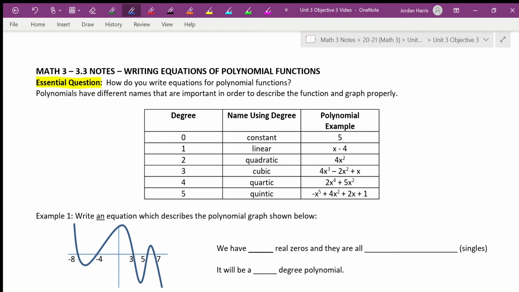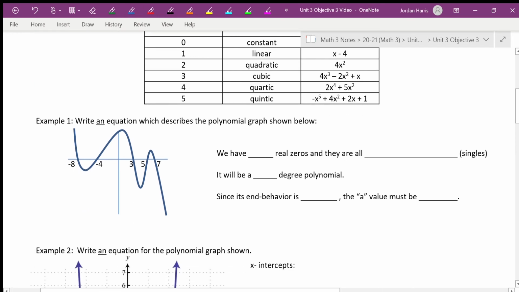Degree of 4, x to the 4th power, that's quartic. And then degree of 5, x to the 5th power, is called quintic. So you want to start being able to recognize these names. Hopefully constant, linear, and quadratic are familiar, maybe even cubic. So you should be adding 3 words to your vocabulary: cubic, quartic, quintic. But you need to know all 6 of these words.